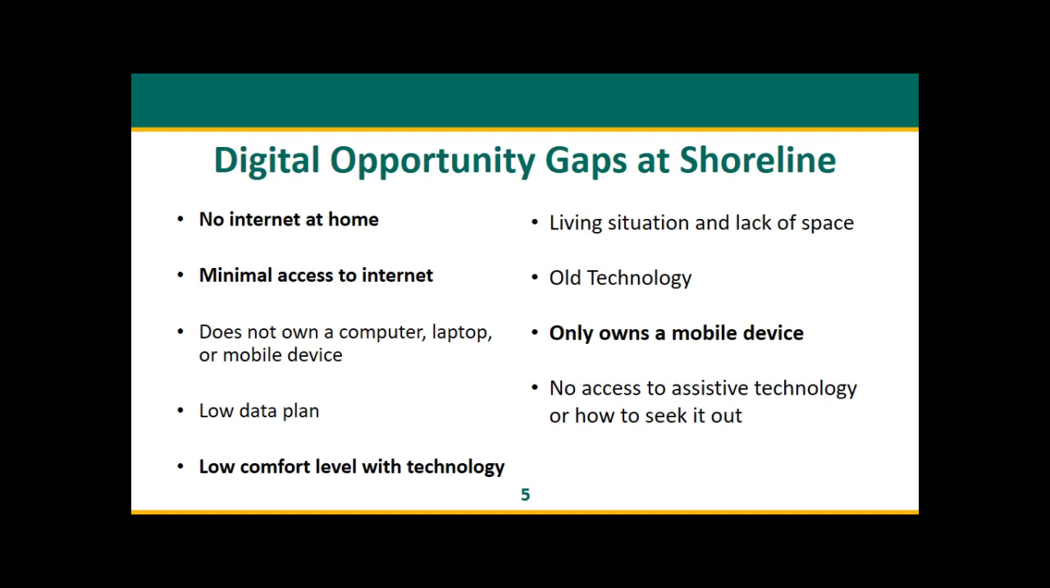The ones that are bolded are ones that I commonly see, since my primary job is working with students in student advising. The very first two are very common quarter to quarter. A lot of students I work with have no internet at home because they can't afford it, and therefore they have minimal access to internet. They might be using the library that closes at 7 p.m., or sharing internet with a friend or family member. Regardless, it's problematic because they do not have access to online content.